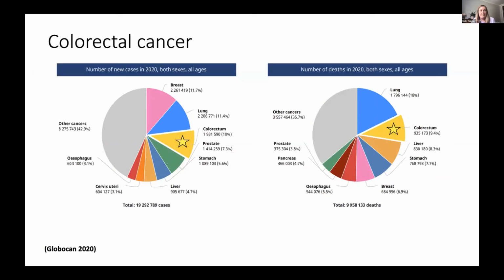Cool. All right. So colorectal cancer globally last year was the third most commonly diagnosed cancer, and was responsible for almost 10% of all cancer deaths. It's also a really big problem in New Zealand, where we have high incidence and mortality rates that disproportionately affect Māori and Pacifica populations. So it is a really big problem here.